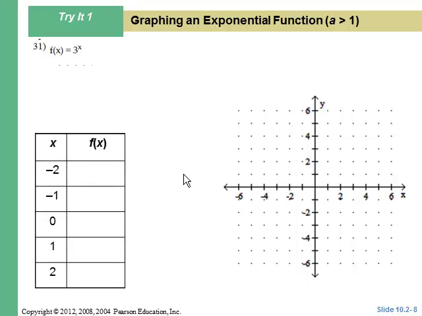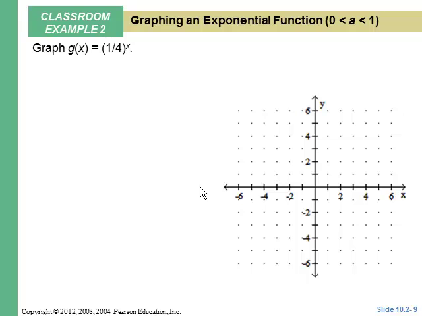This one, back 2 is 1/9, back 1 is 1/3, 0 is 1, 1 is 3, and 2 is 9. So back 2, up a 9th, back 1, up a 3rd, 0 is 1, 1 is 3, and 2 is 9.